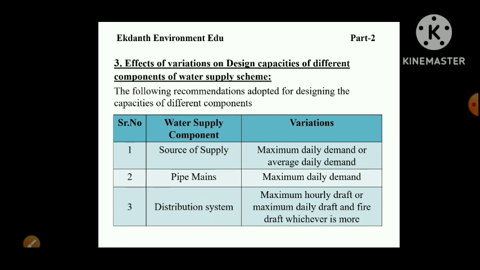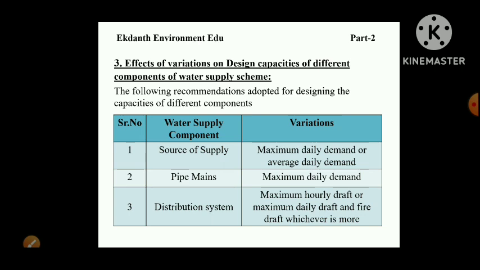Next, the effect of variation on the design capacities of different components of the water supply scheme. Okay, in the last lecture we have seen that there are various types of variations like seasonal variations, then monthly, hourly, and daily variations. These variations have different effects on the per capita demand. So while designing the capacities of different components of the water supply scheme, the effects of variations are very important.